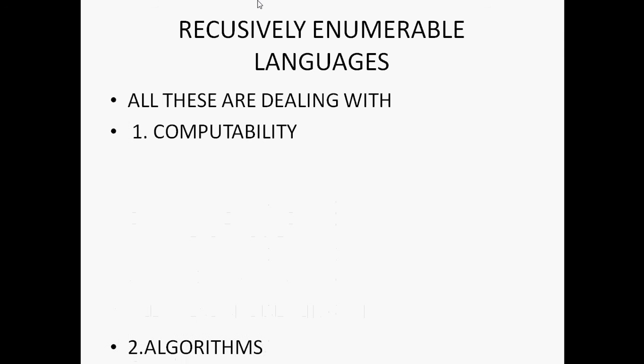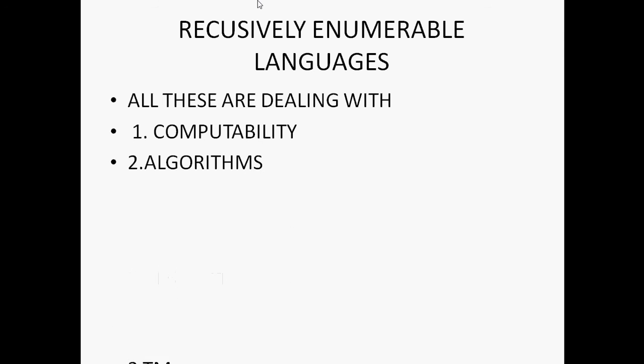Before explaining the definition of a recursive enumerable language, first I'll say what topics this recursive enumerable language deals with. These languages deal with computability, algorithms, and the Turing machine. TM stands for Turing machine. So these languages are dealing with these three important concepts: computability, algorithms, and Turing machines. So what is a recursive enumerable language? REL for short.